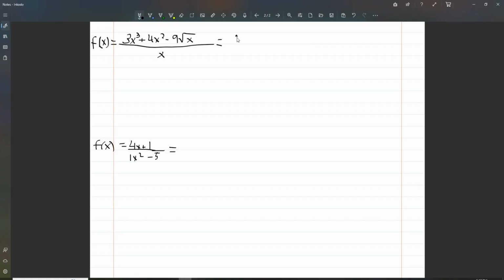So 3x to the third power over x plus 4x squared over x minus 9. And instead of writing this as the square root of x, we'll write this as 9x to the power of 1 over 2, because it'll be better in the long run when we take the derivative of it later. And remember that x to the power of 1 over 2 is the same as the square root of x.